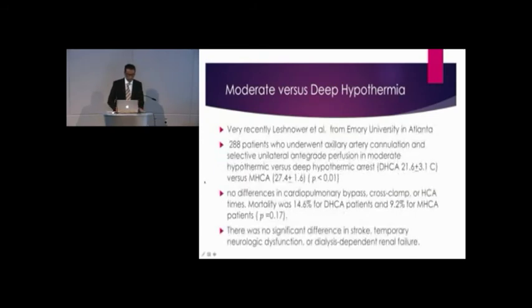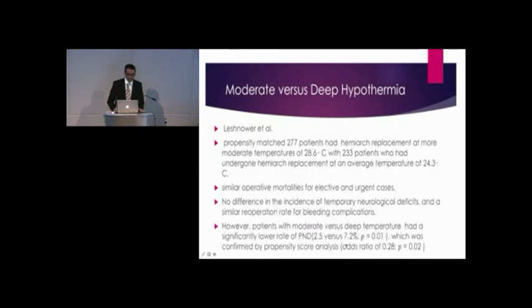Also, another group from Emory University showed there is no difference between the two groups, and actually there was no significant difference in stroke or BND or TND or even renal dialysis. In hemiarch, they also showed there is no difference between moderate or deep with antegrade cerebral perfusion. It doesn't matter if you use it as an elective or urgent case. But they found in their study that patients with moderate versus deep had a significant lower rate of PND again, and that has a p-value of 0.01.